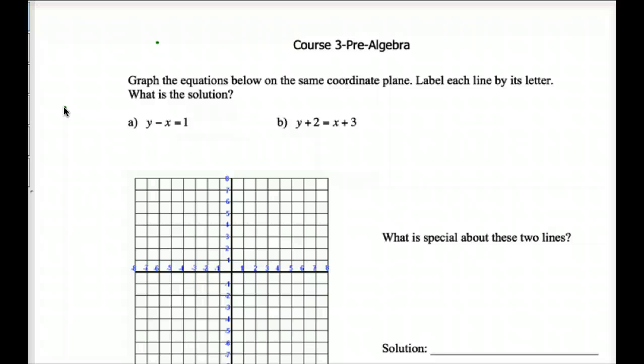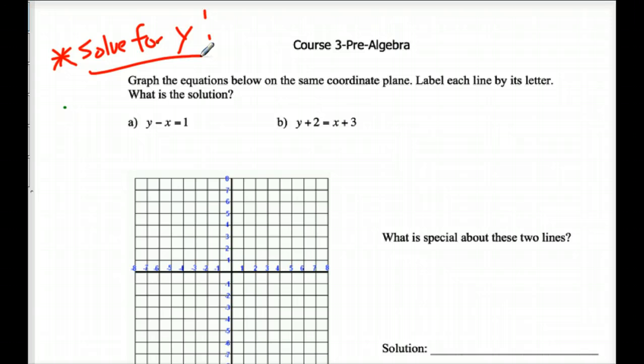Not every equation is in some form. Look at A. It kind of looks like it might be in standard form, but it's not because the y's are first and the x's are second. Whenever you can, put a big old star up at the top: solve for y whenever you can easily, because then it's in slope-intercept form, and I think it's the easiest way to graph.